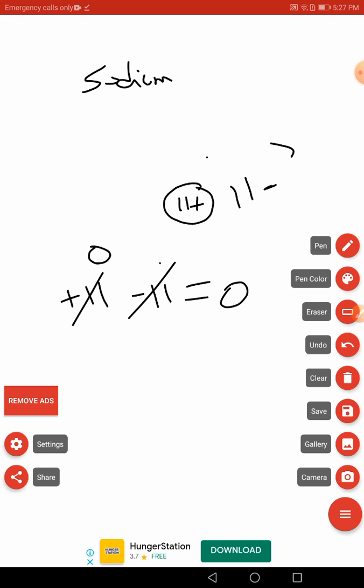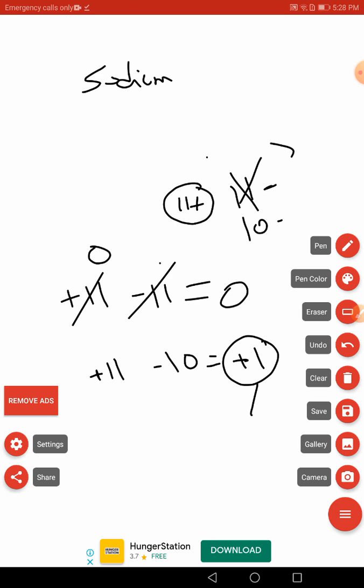But sometimes sodium loses one electron. One electron is lost, so it will be only 10. Now we have 11 positive, or 11 protons, and only 10 negative. So the difference between them will be positive 1. In that case, the atom has a charge of positive 1. And in that case, it's not an atom anymore, it's called an ion. Is it clear so far? Okay.